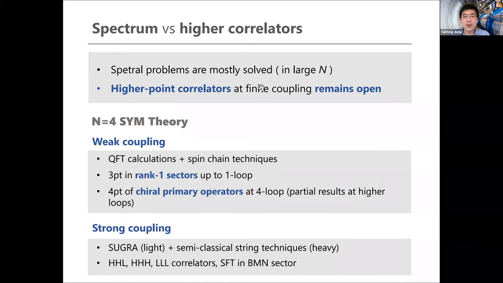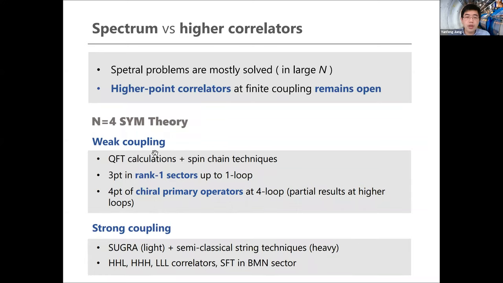The point is to compare the situation of the spectral problem with higher point correlation functions, where we know much less. The most studied case for higher point correlation functions is N=4 super-Yang-Mills theory, where we know quite a bit. At weak coupling, since each operator can be mapped to some spin chain state, we can compute higher point correlation functions by a combination of QFT calculations and spin chain techniques.